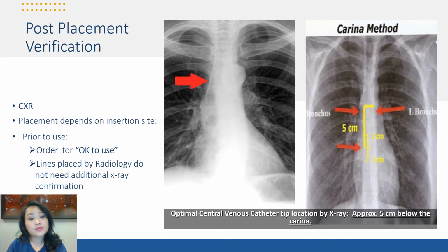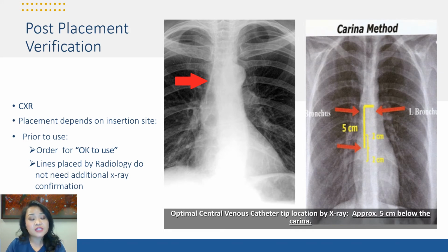After the catheter is placed, it then needs to be verified prior to use. A chest x-ray post-insertion of the central line is not only done to confirm the placement of the catheter, but it's also done to assess for post-insertion complications. The desired location of the catheter tip depends on the site where the catheter is inserted.